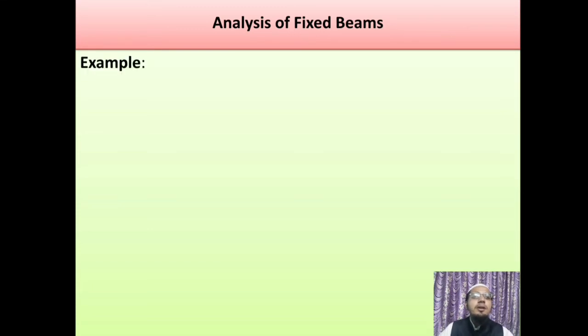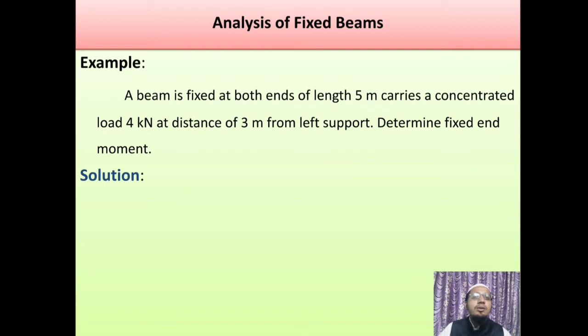In this numerical, the beam is fixed at both ends, having a length of 5 meter, and it carries a concentrated load, which is not a central load, or we can say a non-central load, of magnitude 4 kilonewton, acting at a distance of 3 meter from the left support. It asks us to find the fixed end moments, and we will also try to draw the shear force and bending moment diagrams for this numerical.